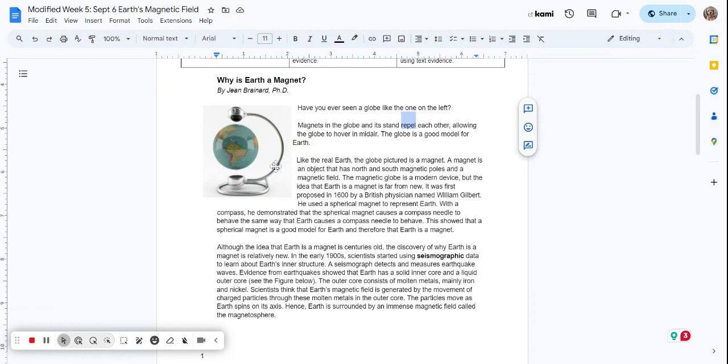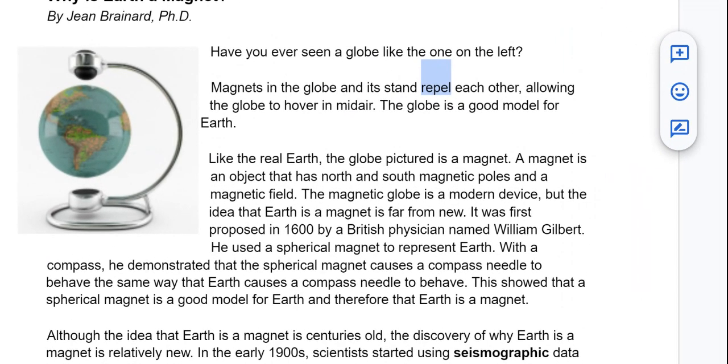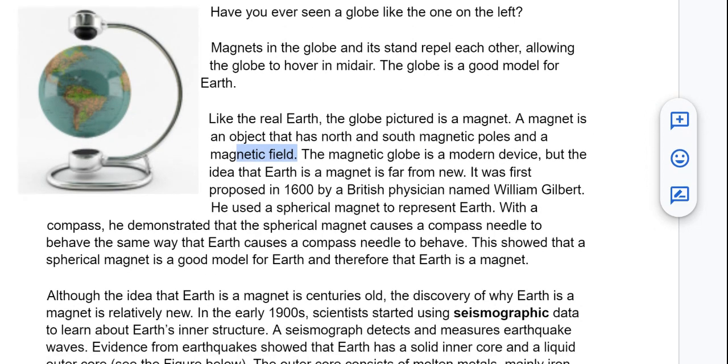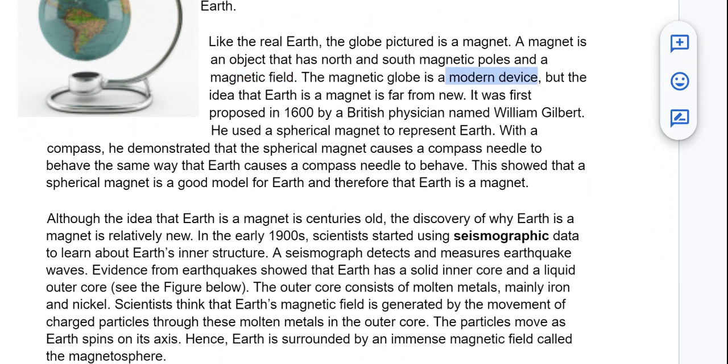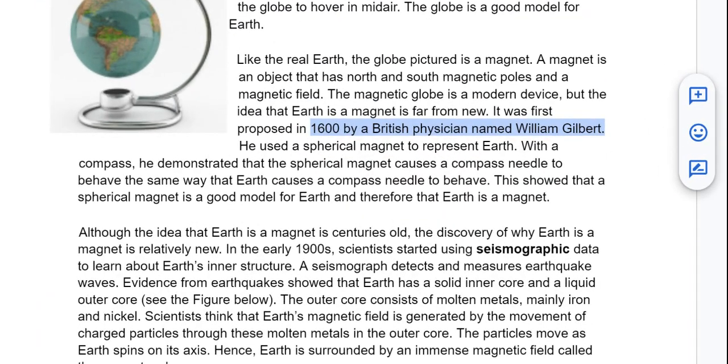Like the real Earth, the globe pictured is a magnet. A magnet is an object that has a north and south magnetic poles and a magnetic field. Earth has a north pole right here and a south pole right here at the bottom. The magnetic globe is a modern device, but the idea that Earth is a magnet is far from new. It was first proposed in 1600 by a British physician named William Gilbert.